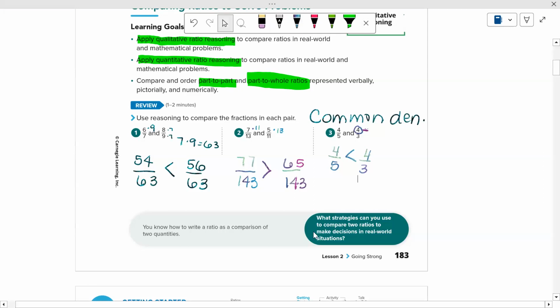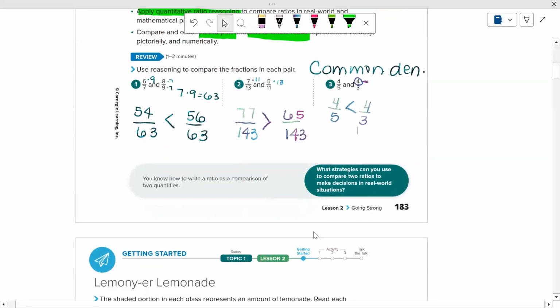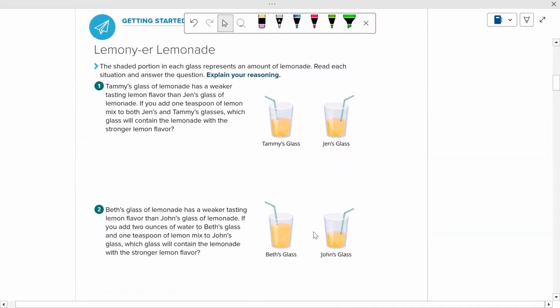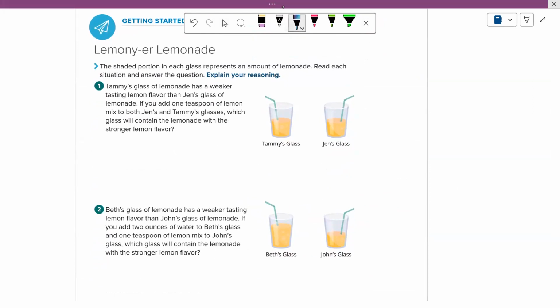All right, so we are going to scroll down. That was page 183. We're going to scroll down to page 184 to our getting started. I'm going to forewarn you a little bit. This is kind of a lot of writing. I'm going to do my very best to abbreviate as much as I possibly can. If you want to abbreviate as well, that's fine.